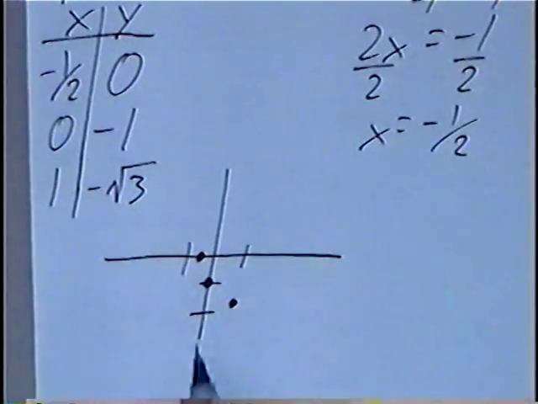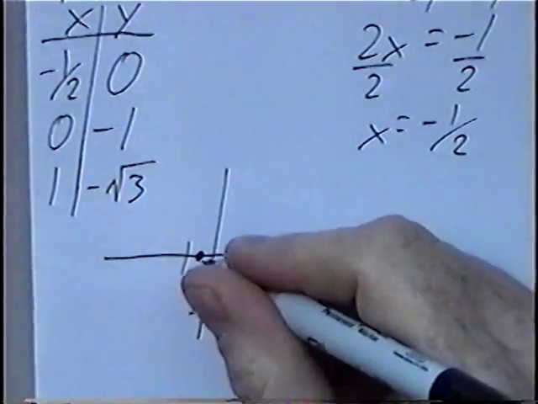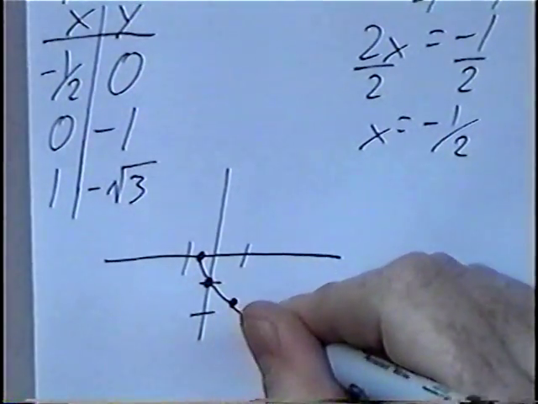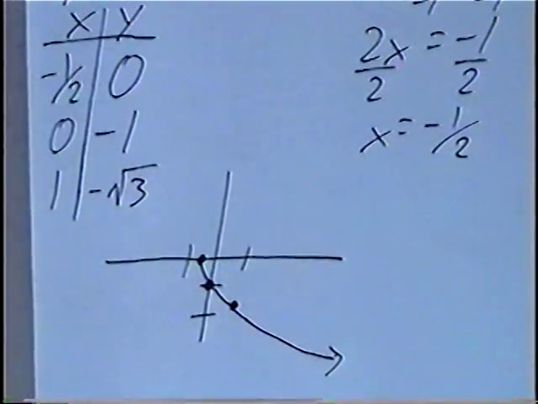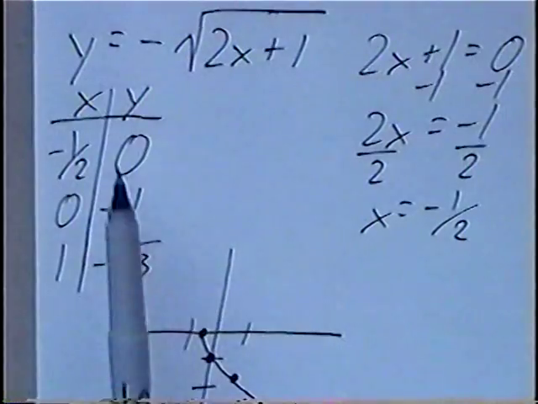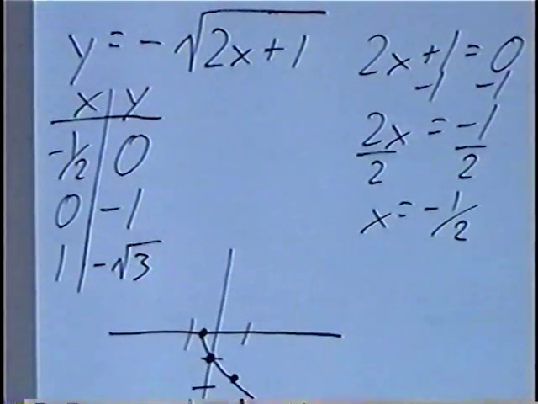Looking at the points this time, the points line up to make a curve, but the curve this time will be going down instead of up. The reason for that is if we have a negative outside the square root function, the negative makes the square root function go down.